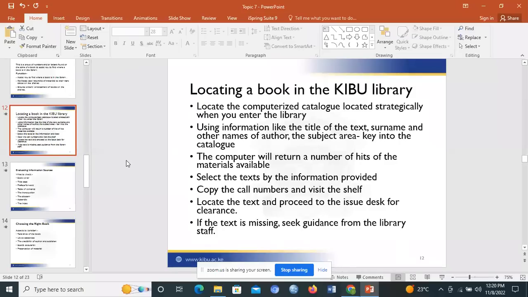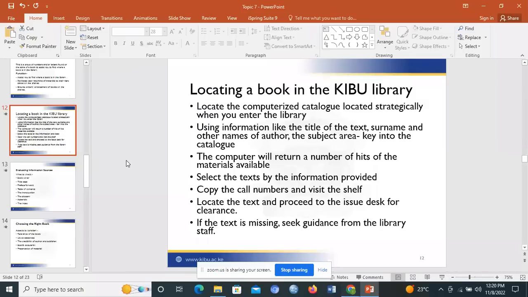Either you know the subject area. Let us say the subject area is physics. So you have the name physics, which you can then enter into the computer terminal. Or you should have the surname of the author of the book you wish to find, so that you can key in that surname. Or you should have the title of the text.